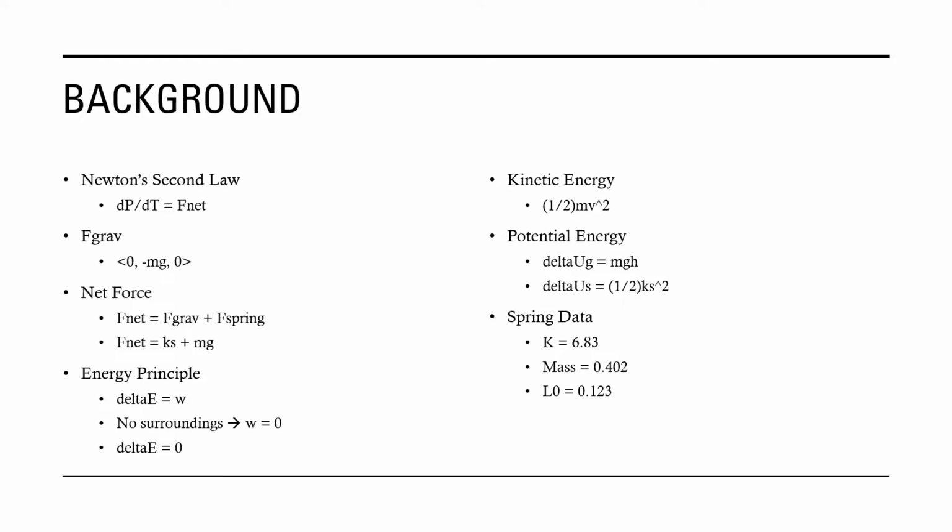MGH is mass times gravity times height, which is change in Y. And then we have 1/2 K, which is the spring force constant, times S squared, where S basically represents how stretched or relaxed the spring is. And then we're also given spring data. So we have the spring force constant equaling 6.83. The mass is equal to 0.402 kilograms, and L naught is equal to 0.123.